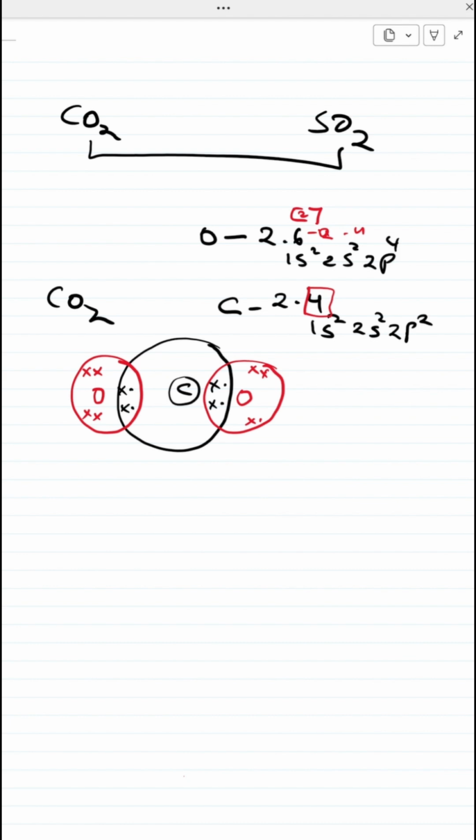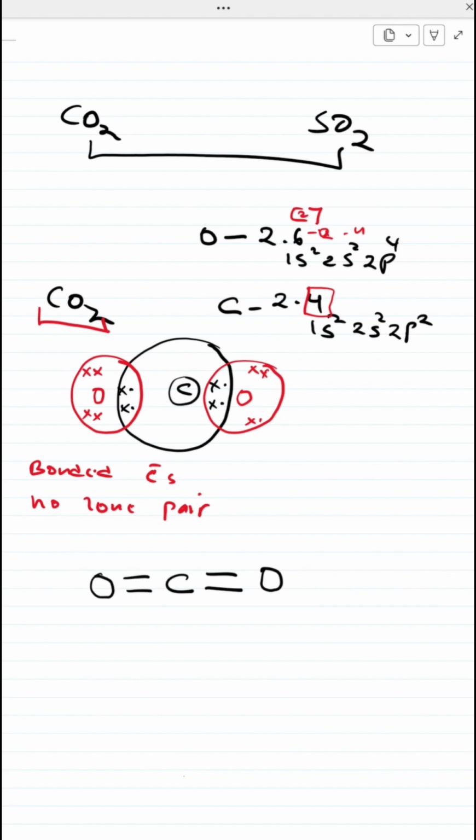Now, after doing that, you will realize that the bonded electrons in CO2, now carbon as the middle atom has no lone pair of electrons. Therefore, carbon will have a double bond with both oxygens, and the oxygens that are bonded to the carbon will have lone pairs of electrons on them.